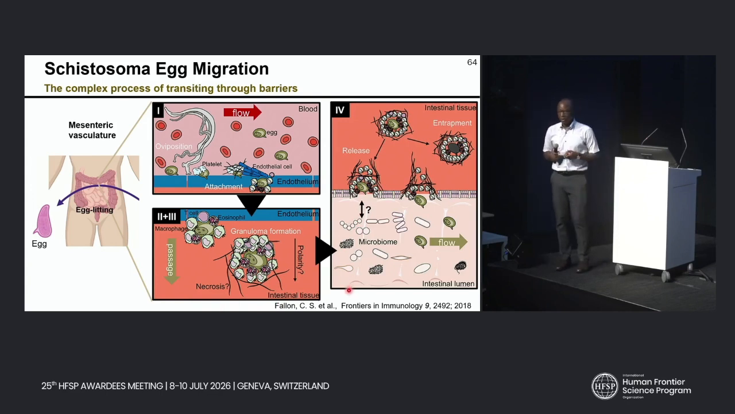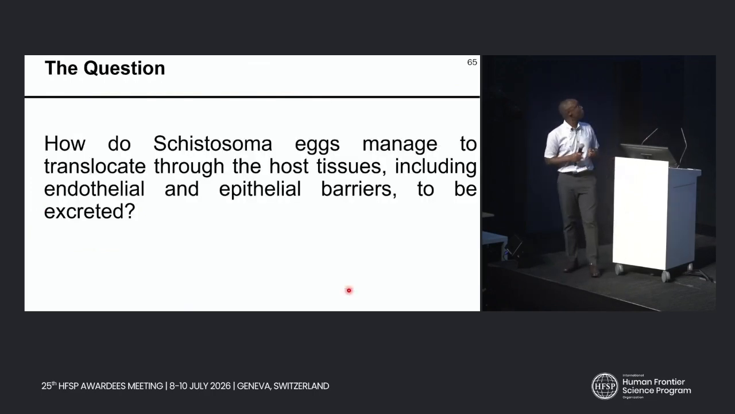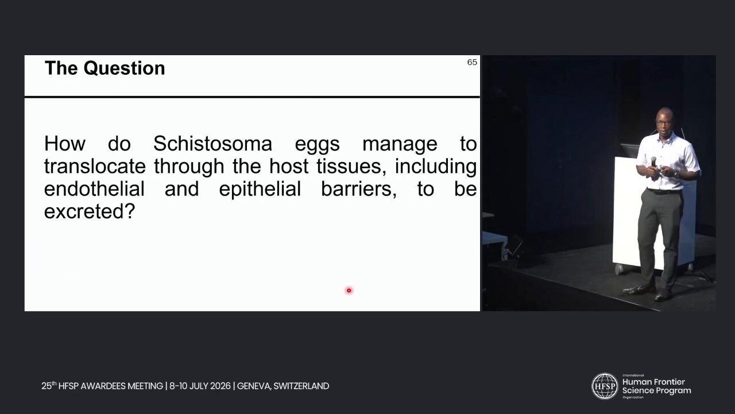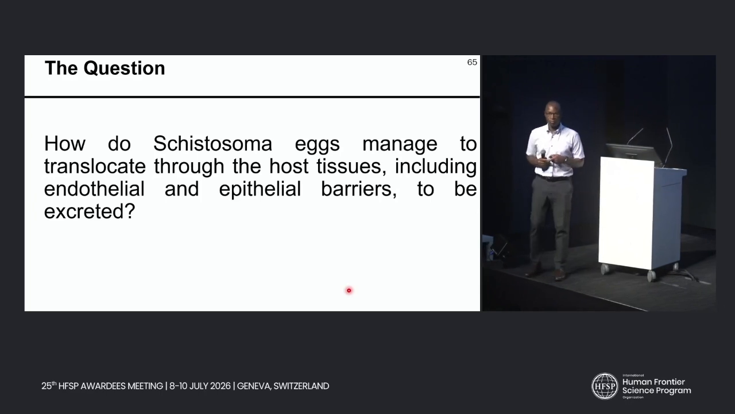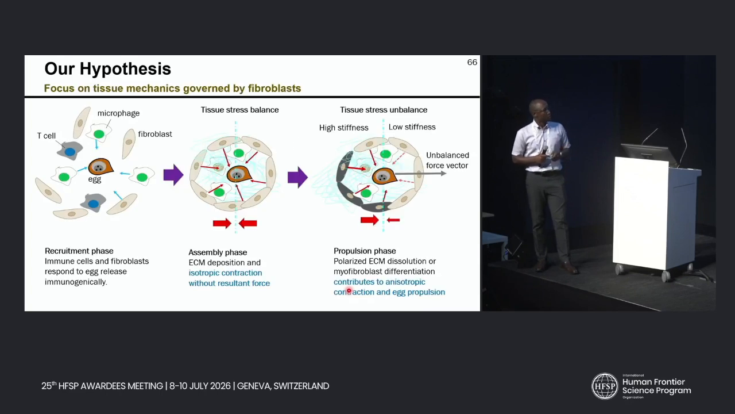And the story continues. So the question we wanted to ask is how they manage to go through different tissues, pass through the barriers, and get into the lumen. So this is a very difficult question, because remember the eggs, they don't have any appendages, no mechanism of self-locomotion. So they have to rely on the host, just as I've explained, relying on the host to move across the different tissues.